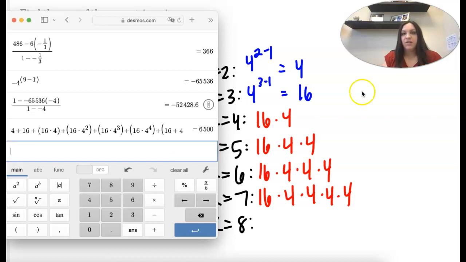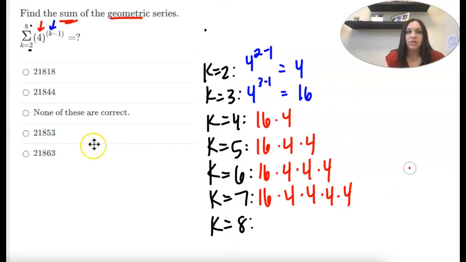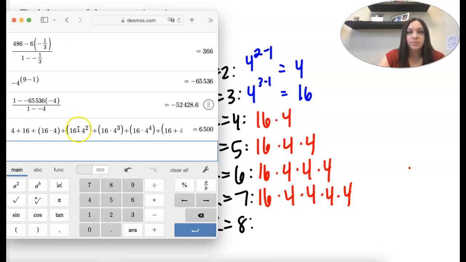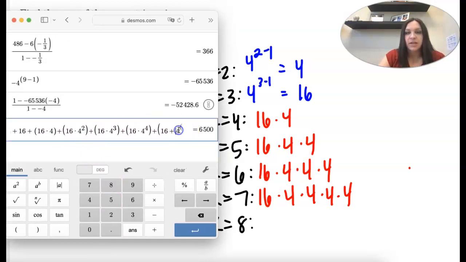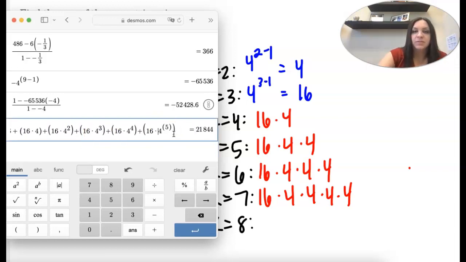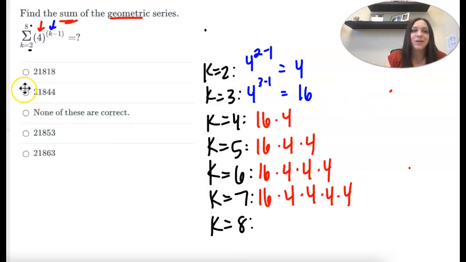So 6,500 if I were to add all of those together. And just make sure I got them all. See how that number wasn't there? I put a plus there. It should be times. If it doesn't come up, check your calculations. 21844. There we go.